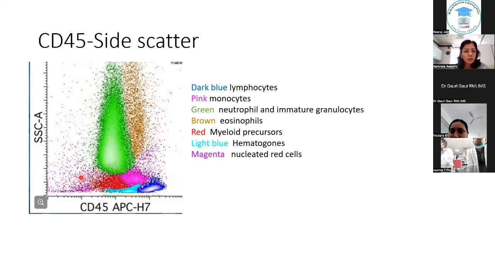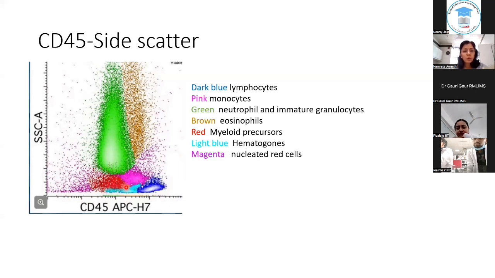And then these are the events which are CD45 negative. These can be nucleated erythroid cells or some debris. And this region here represents the blast region or the blast hole. The red cells here are the myeloid precursors, the myeloid blasts. They have dim CD45 and a moderate side scatter, not high, but moderate.